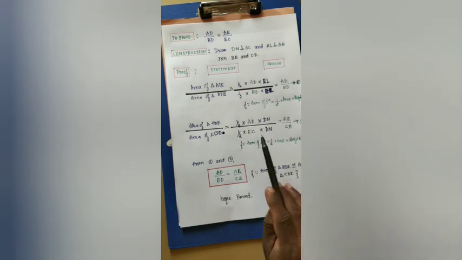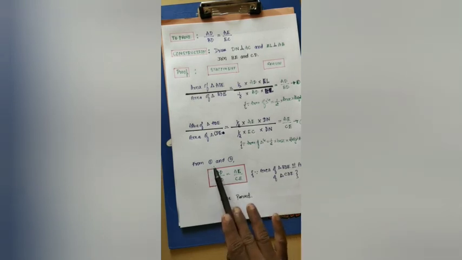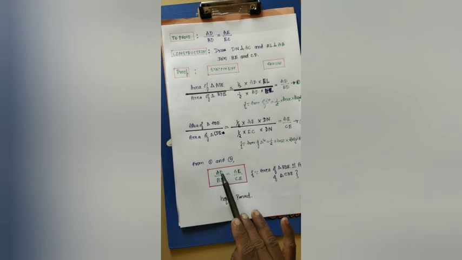So here the area of triangle BDE equals the area of triangle CDE. By definition, the basic proportionality theorem states that if a straight line is drawn parallel to a side of a triangle, then it divides the other two sides proportionally. Here, by equations 1 and 2, we get AD by BD equals AE by CE.